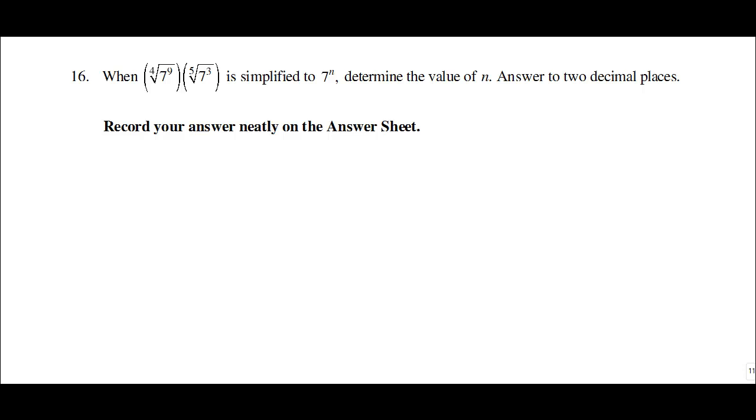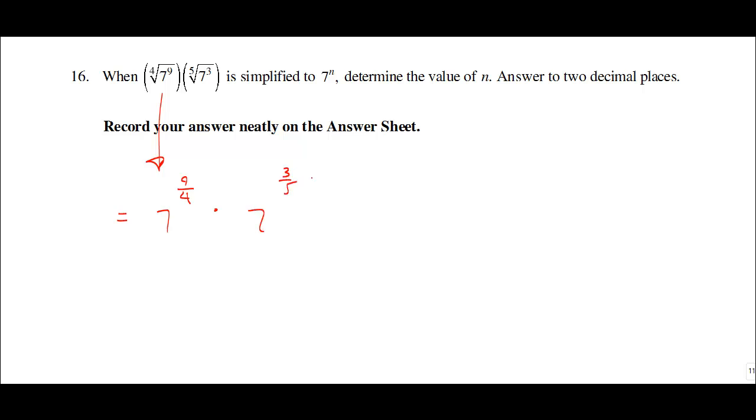We have the 4th root of 7, all raised to the power of 9, and then we have the 5th root of 7, all raised to the power of 3. When those are multiplied, they want you to simplify it to 7 raised to the power of some n. So what we're going to try to do is figure out what that n is. My suggestion to start with would be to write these as exponents first. So this first one is 7 to the power of 9 quarters, and this one would be times 7 to the power of 3/5.